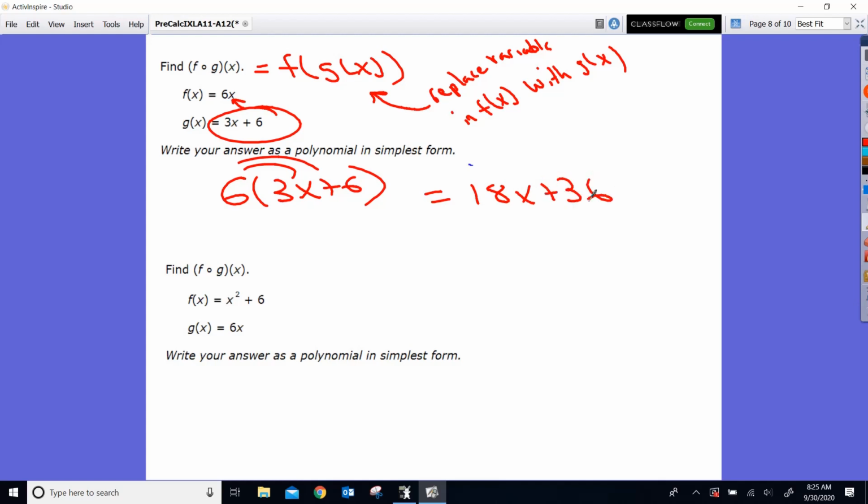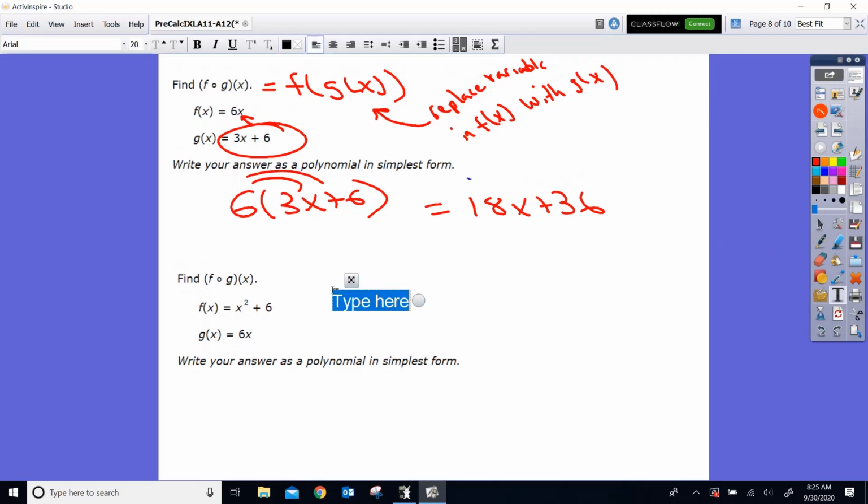There is no need to factor. They just want you to combine like terms. That's what it means on the multiplication. Put your like terms together. Now, when we do the second one, what are we going to replace this x with? 6x.